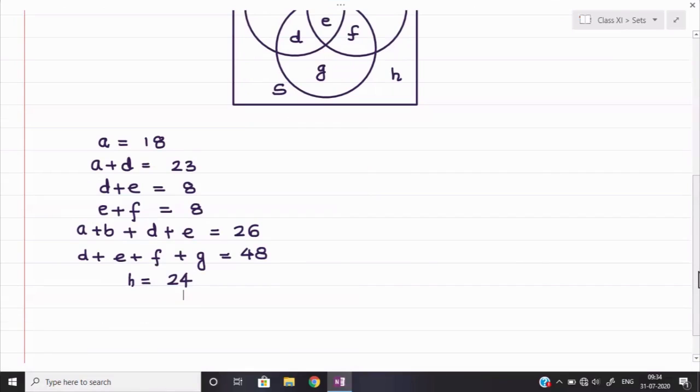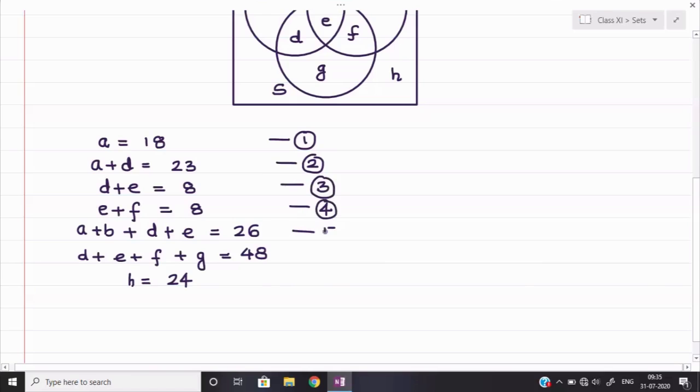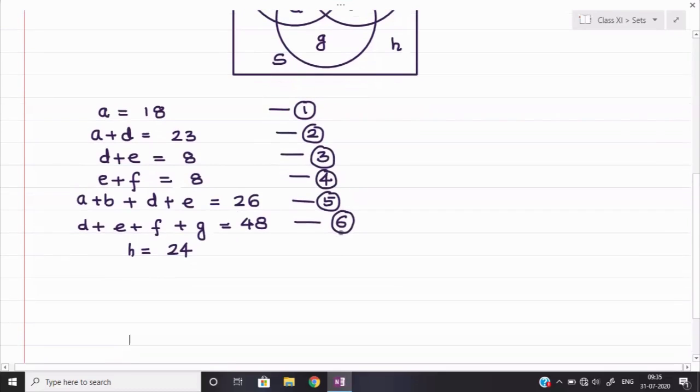First of all, I will give some names to these equations, so it will be easier to identify them. So it's equation number 1, equation number 2, then similarly this is equation number 3, 4, 5, and this is my equation number 6. The last one is not required, it is a single value. We can easily give the information about it whenever we use it.